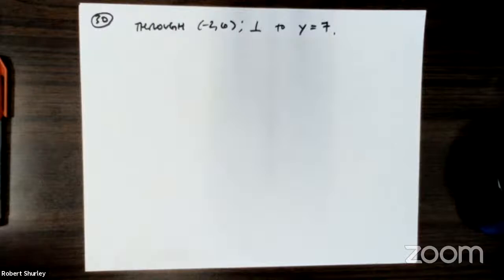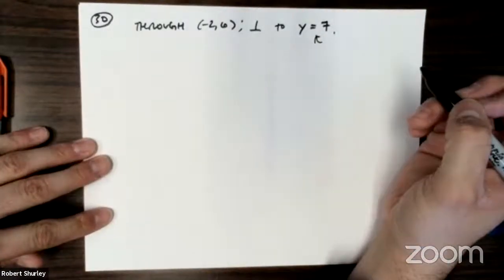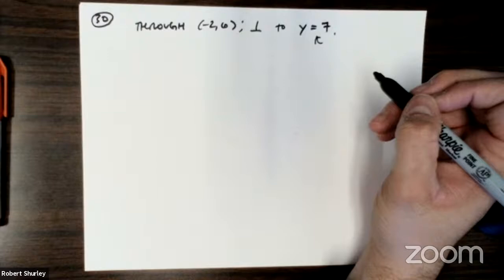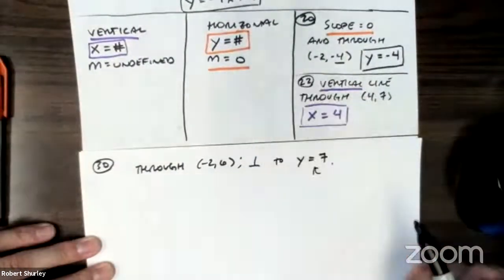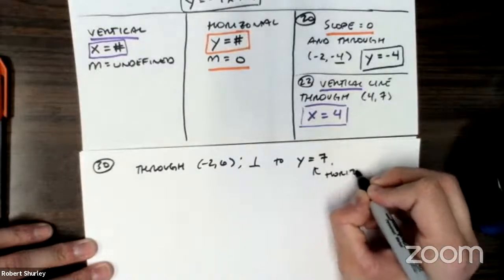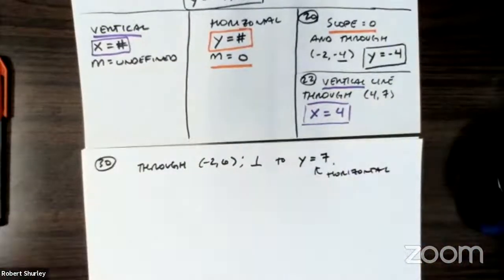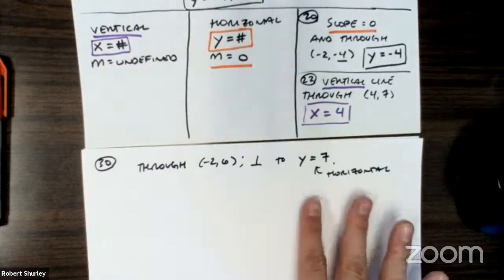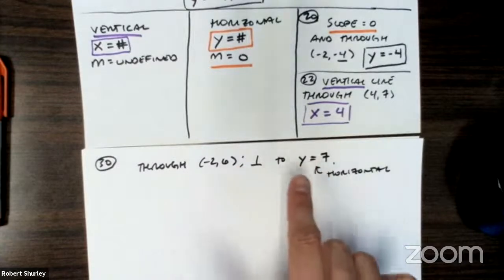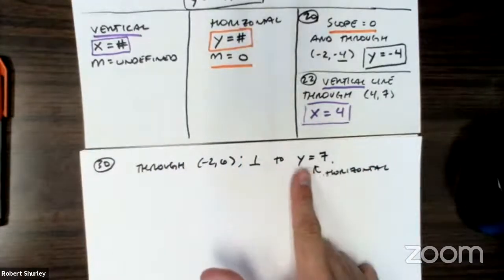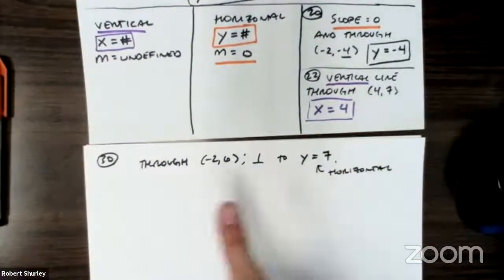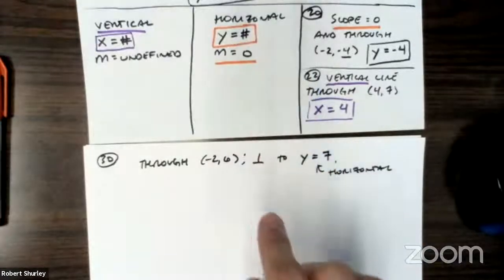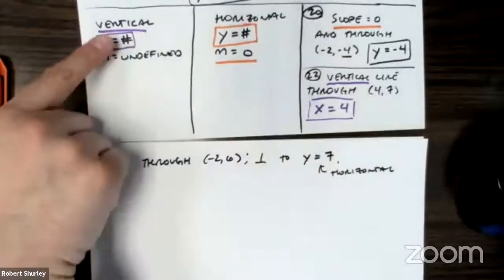This line, and if you need to go back a few pages, bring this up here for reference. This line is horizontal. There's not an x value, right? It's just y equals 7. But now we're looking for a perpendicular line to this. If this is a horizontal line, we're looking for a perpendicular to horizontal. Well, that's vertical, right? If you've got horizontal running this way and vertical running this way, that means the perpendicular line has got to be a vertical line.